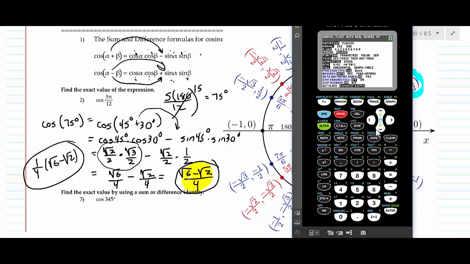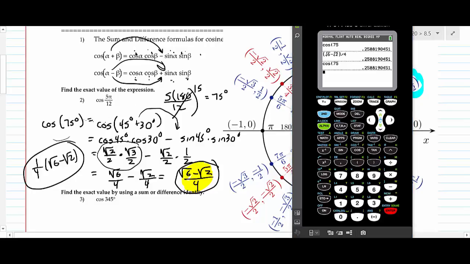So I'm going to do this. You don't need to do this, but you can if you want to. In degree mode, if I do the cosine of 75 degrees, I'm going to get a bunch of decimals. It's an irrational number. But if you do square root of 6 minus square root of 2 over 4, you get the same thing. So you can check your answer just by doing the cosine of 75 and comparing it to your answer. Everybody see that okay? All right, so it's verifiable on a calculator.